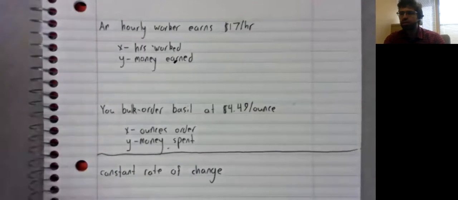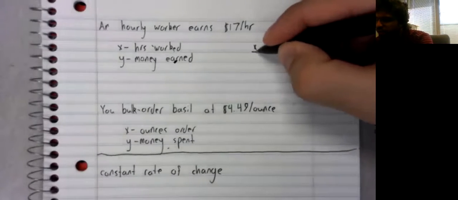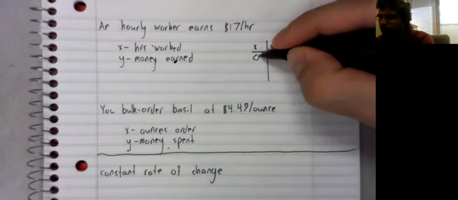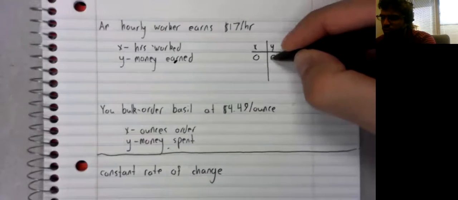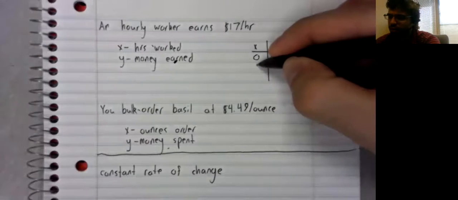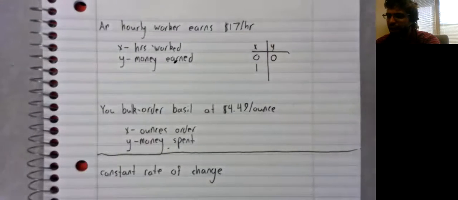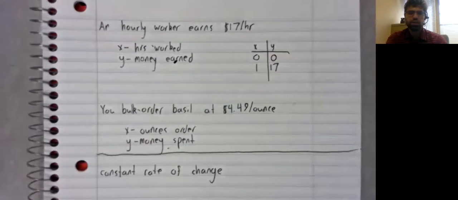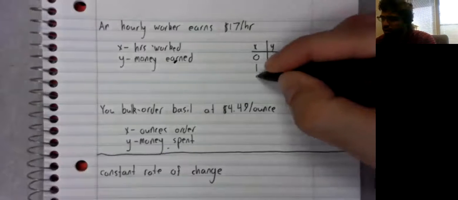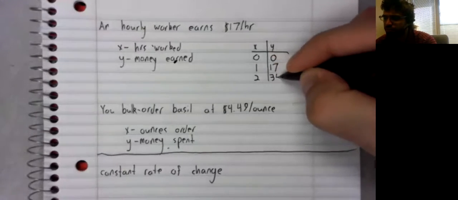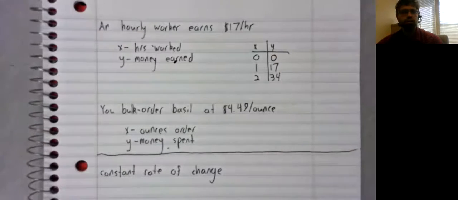So what do I mean by that? Well, suppose that you work 0 hours. Then, of course, you earn $0. You work 1 hour. You earn $17. You work 2 hours. You earn $34.